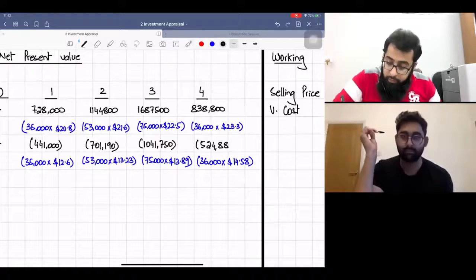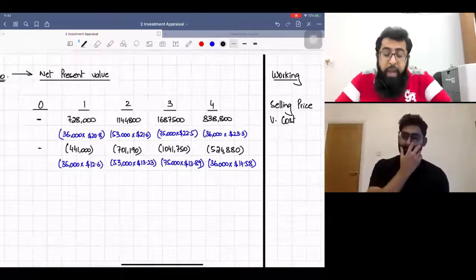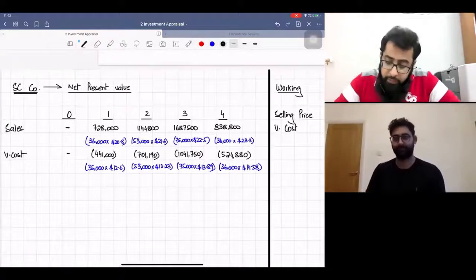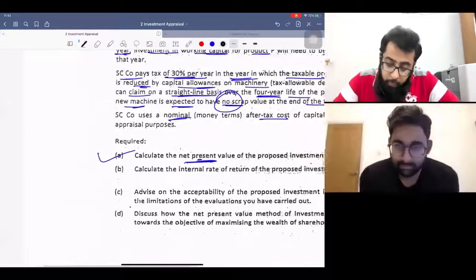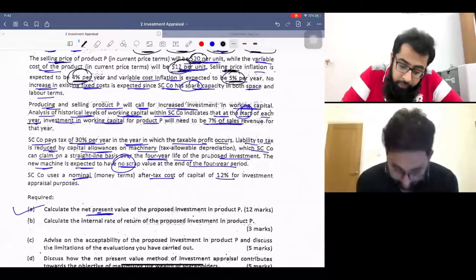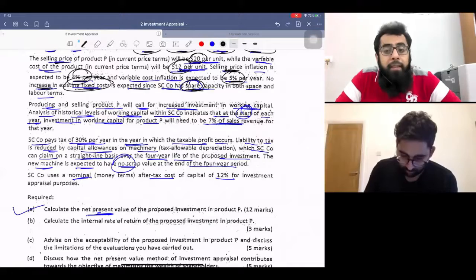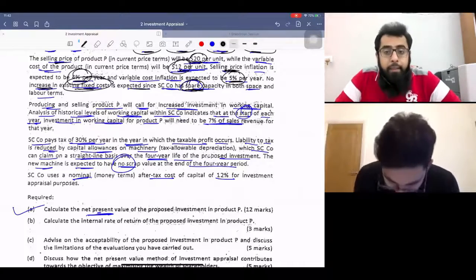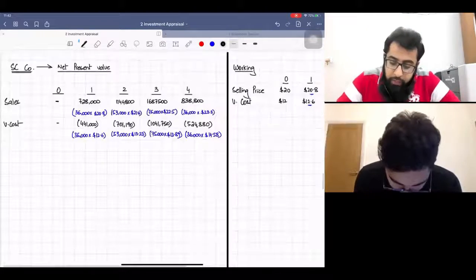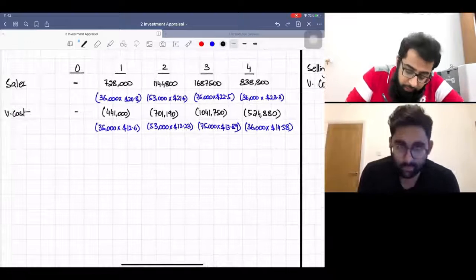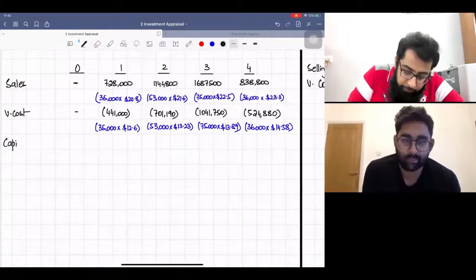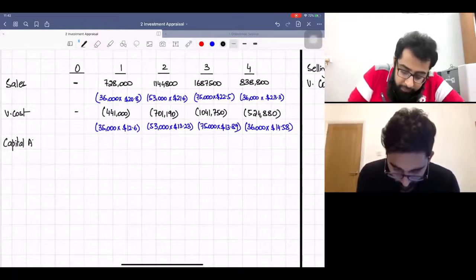Okay, sorry. So we have the sales, we have the variable cost. It was stated in the question that there will be no increase in the fixed cost as the company has spare capacity. So just what we need to include is the capital allowances so that we can reach the taxable profits.